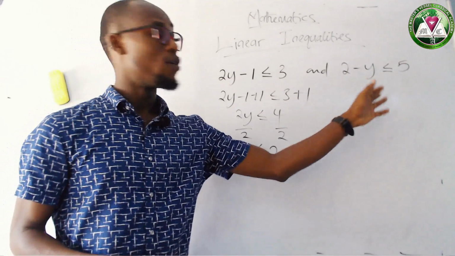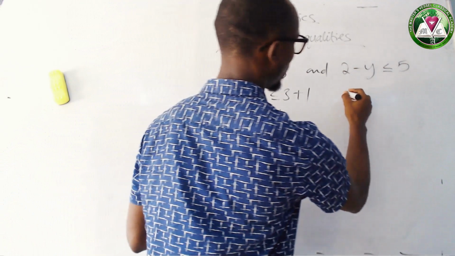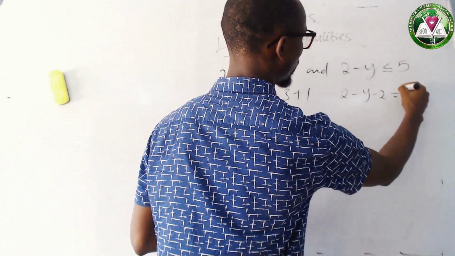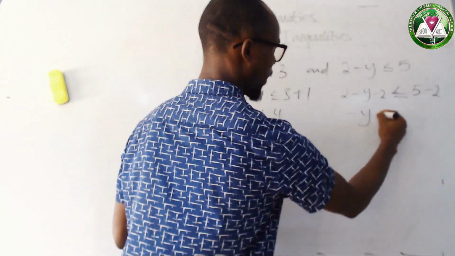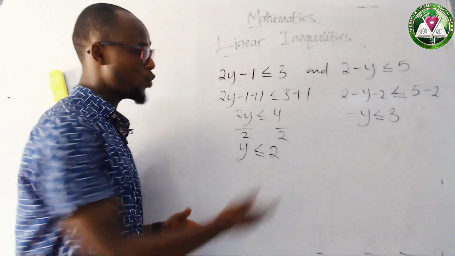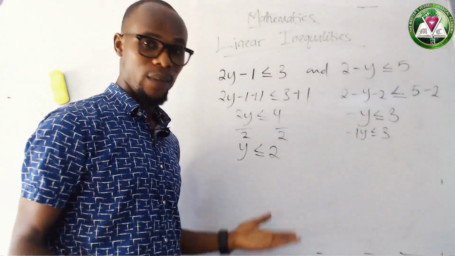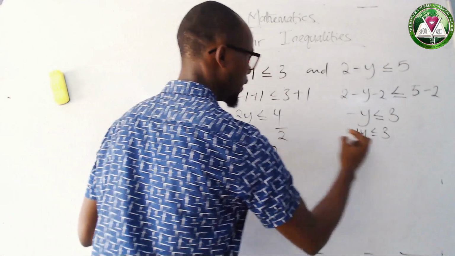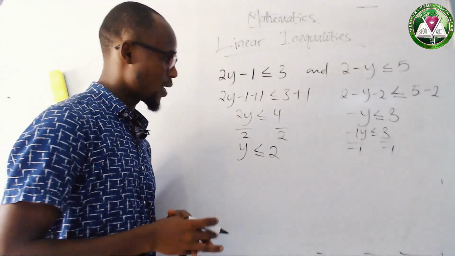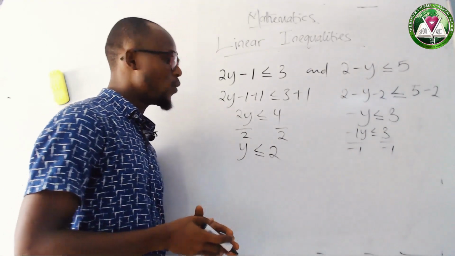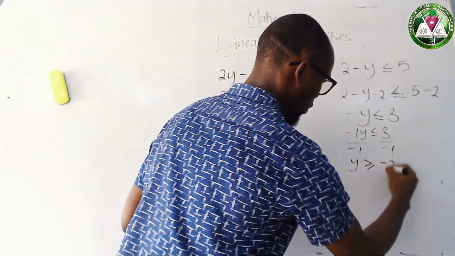And also, from the other inequality, we can subtract 2 from both sides. So we have 2 minus y minus 2 is less than or equal to 5 minus 2. Which gives minus y less than or equal to 3. Which we can also write as minus 1y less than or equal to 3. So we can divide both sides by minus 1 to get rid of the negative sign there. So dividing by negative 1, remember what we said earlier from our previous example, when we divide by a negative number, what happens to the inequality? It changes. So y is now greater than or equal to minus 3.